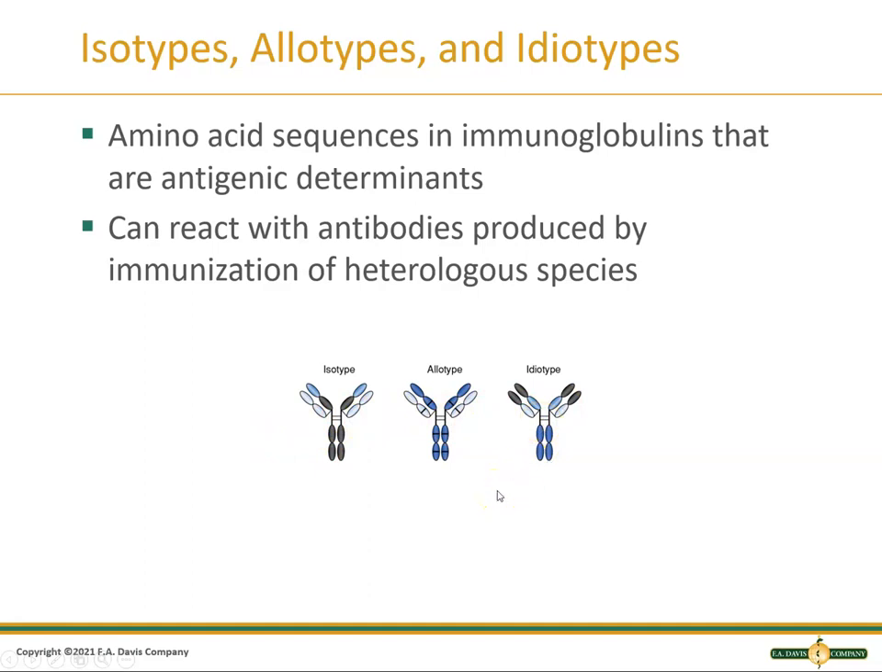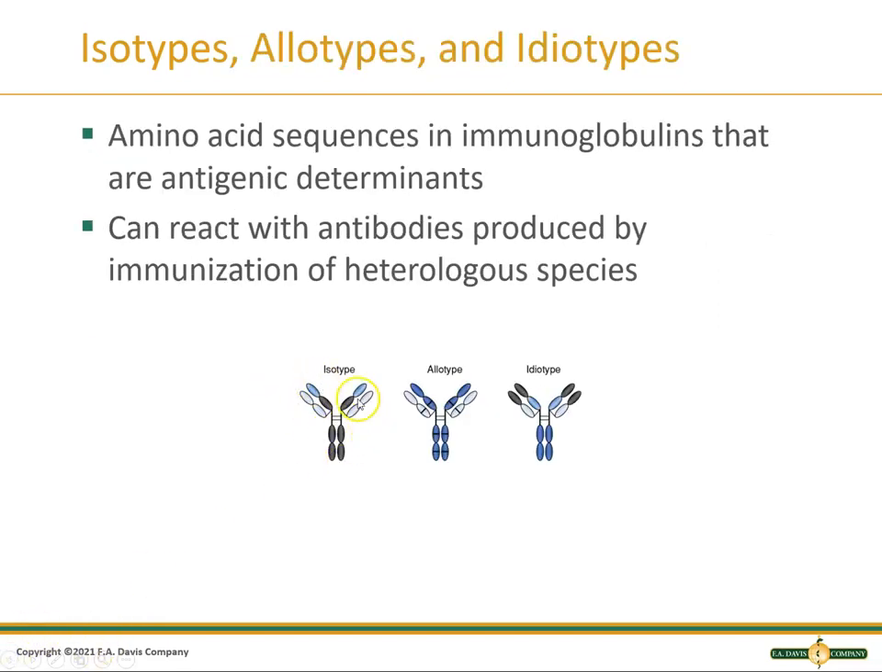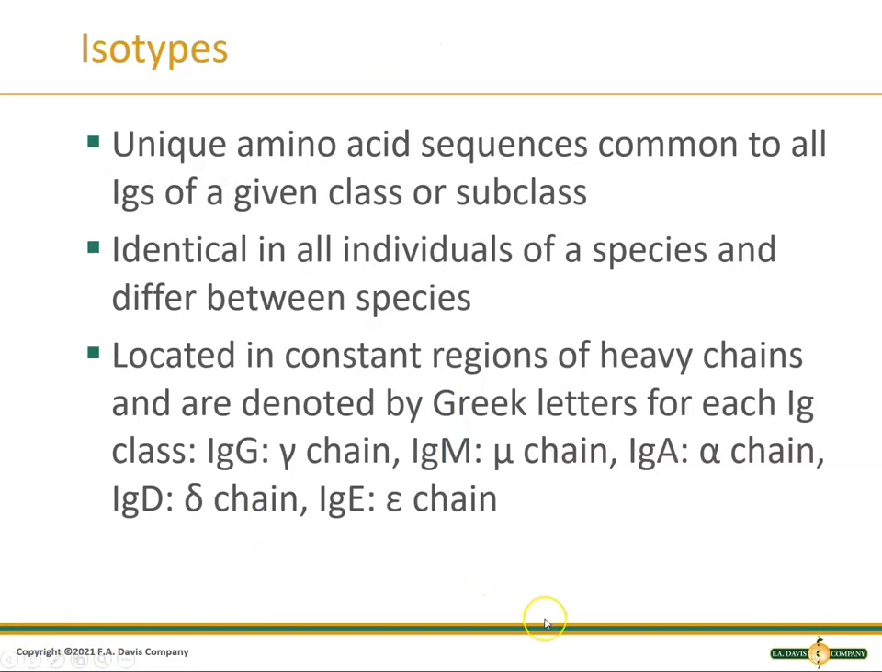Because remember, antibodies are produced by immunizations to a million different species. So we have to be able to have different types of antibodies for different species, for different antigens that we're dealing with. So it's the amino acid sequence that will determine how we attach to this antigen, to the little FAB portions here at the top. And you can see each one's a little bit different. So the first one is the isotype. So look at the picture again. So here's the isotype here. Okay. So the isotype has unique amino acid sequences common to all the immunoglobulins of a given class.